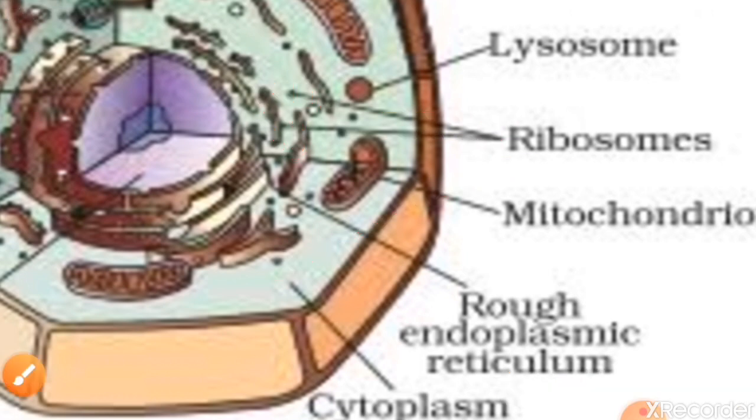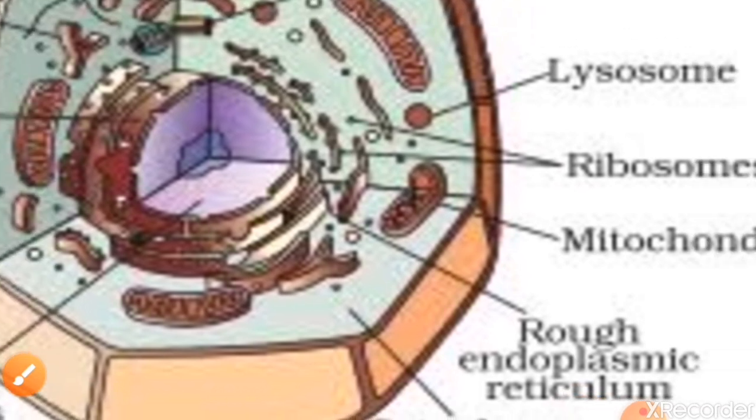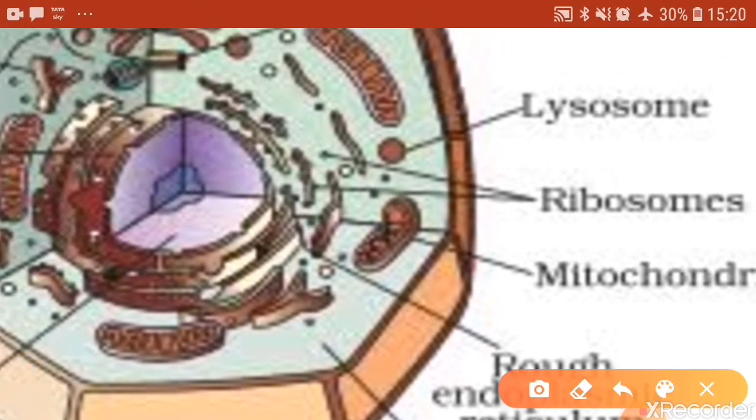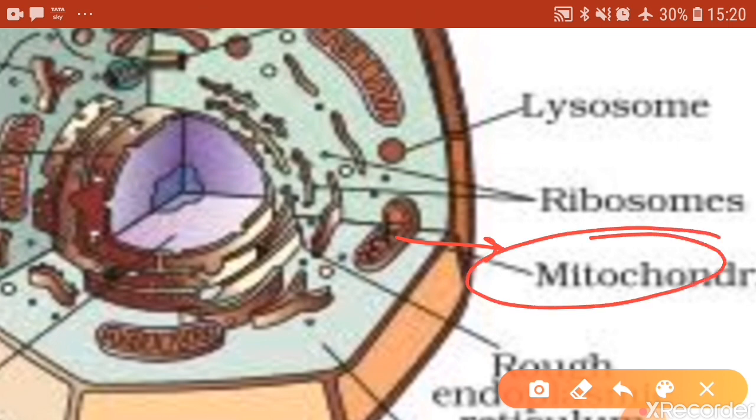These ribosomes are the site where proteins are synthesized. Then like in plant cells, in animal cells also you find mitochondria present. Mitochondria, the structure of which I have already discussed, are called the powerhouse of the cells.